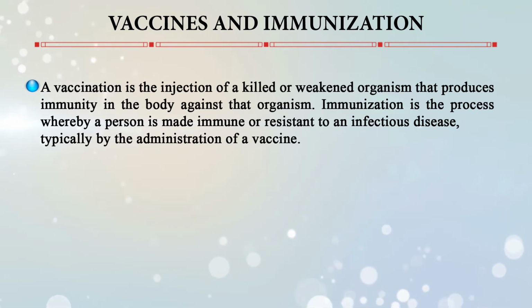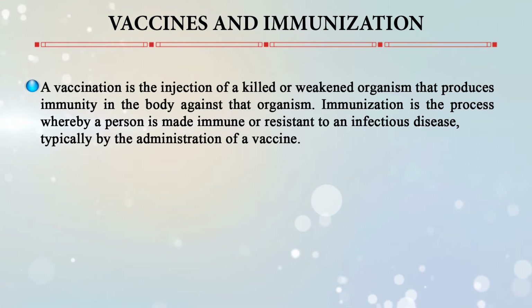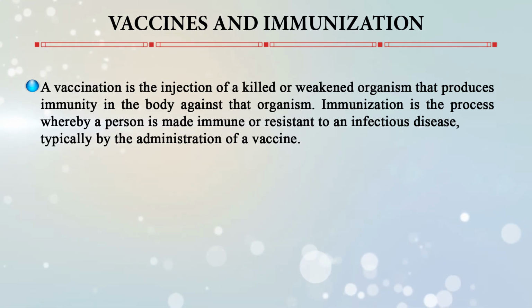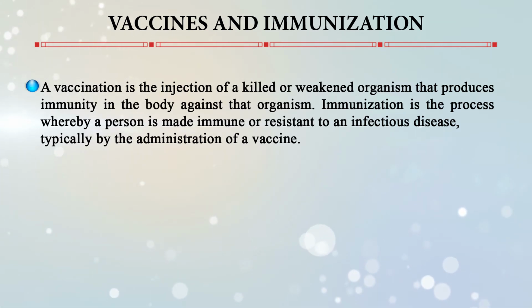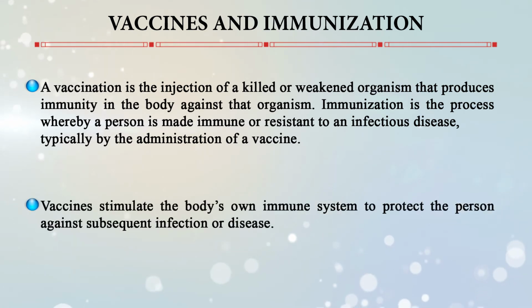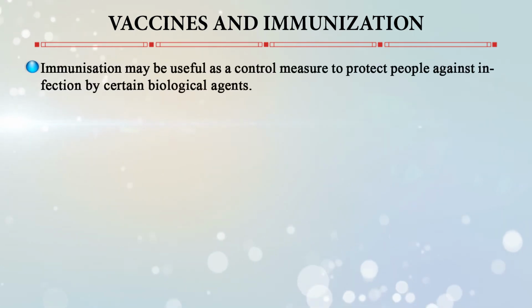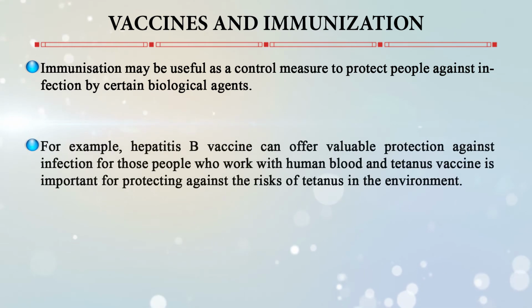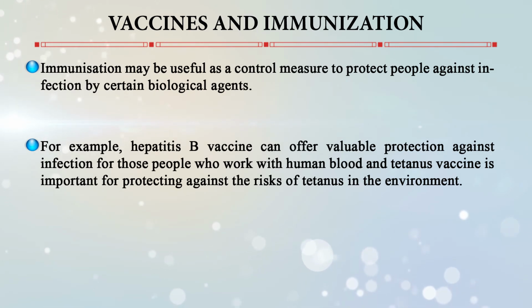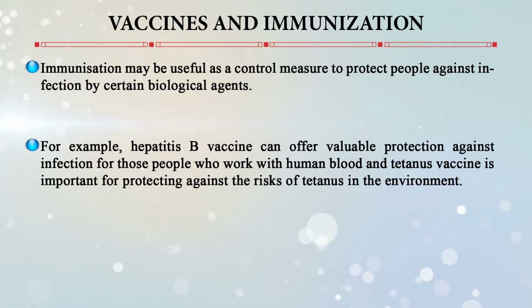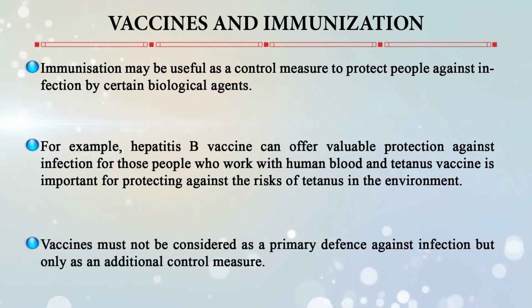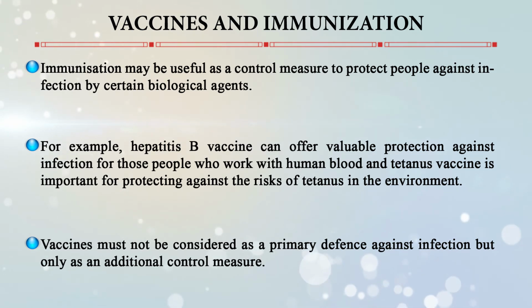A vaccination is the injection of a killed or weakened organism that produces immunity in the body against that organism. Immunization is a process where a person is made immune or resistant to an infectious disease, typically by the administration of a vaccine. So vaccines stimulate the body's own immune system to protect the person against subsequent infection or disease. Immunization may be useful as a control measure to protect people against infection by certain biological agents. For example, the hepatitis B vaccine can offer protection against infection for those people who work with human blood, and the tetanus vaccine is important for protecting them against the risk of tetanus in the environment. The vaccine must be considered as a primary defense, but it is only an additional control measure.